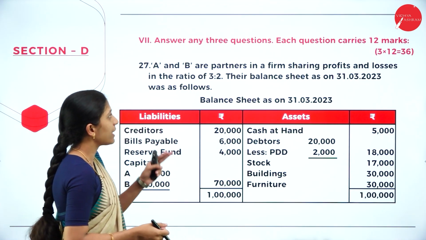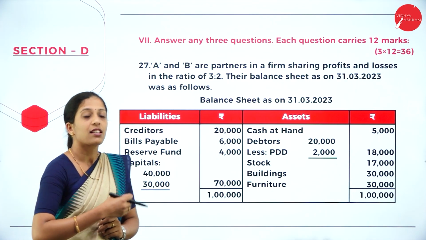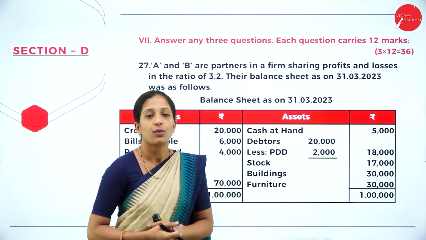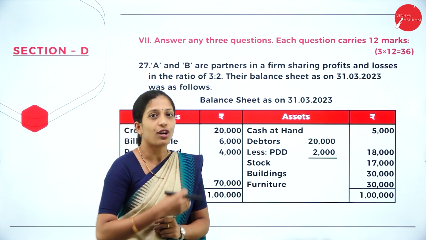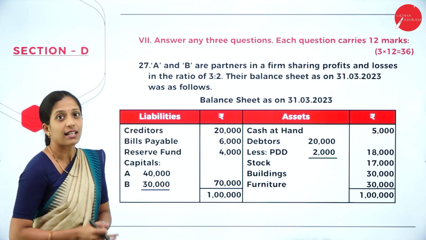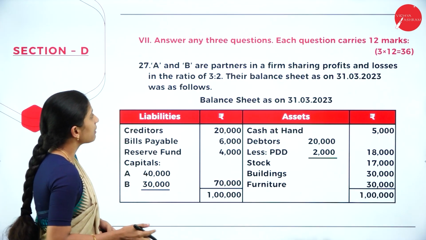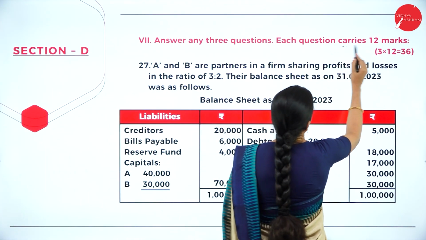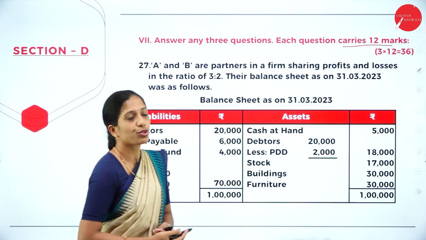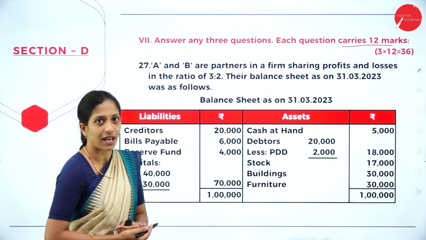Now go through the question, let us see what questions they have asked in your model question paper and let us also see what the solutions are for your 12 marks questions. Now your 27th question, that is under Roman number 7, is to answer any 3 questions. Each question carries 12 marks. So 3 into 12, that is 36. So here itself you can get 36 marks.